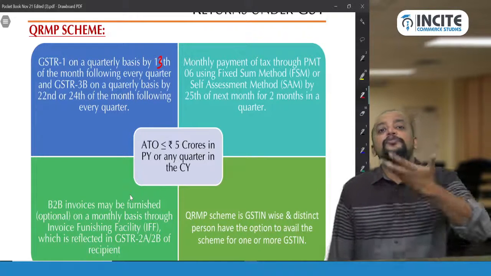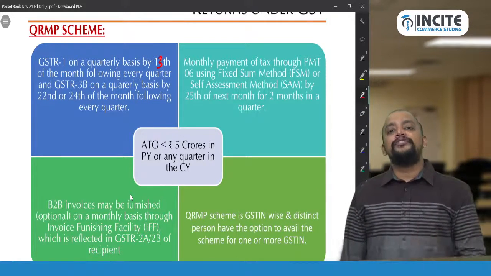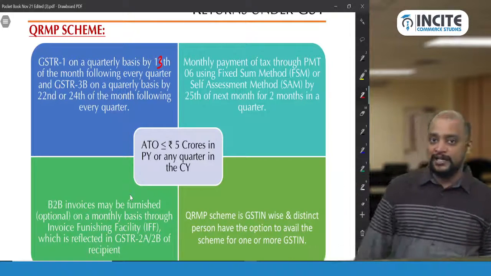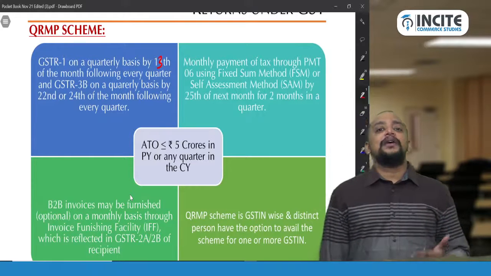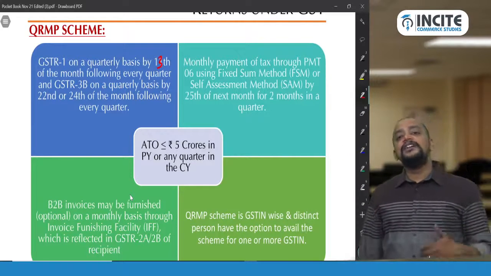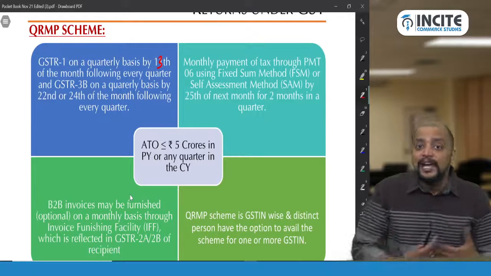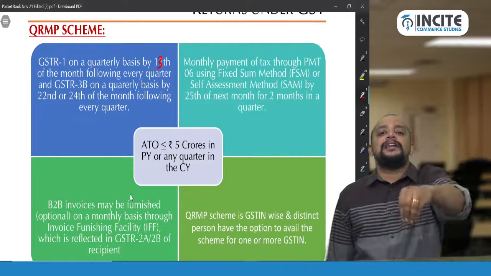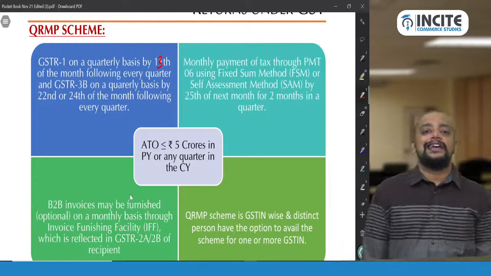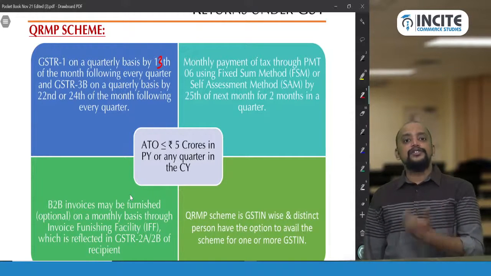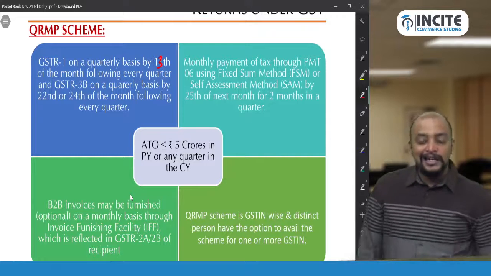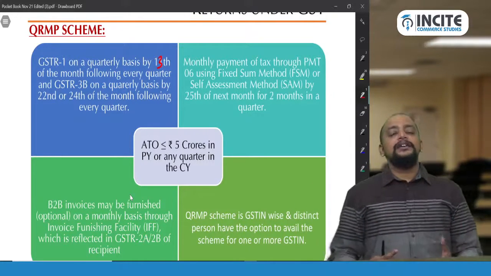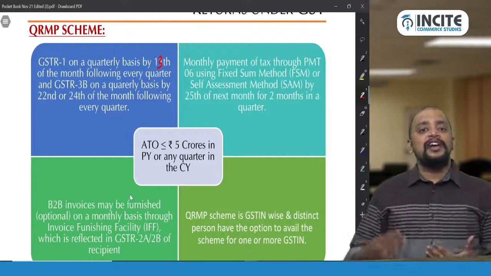Then they can opt for QRMP, but when they opt for QRMP, both GSTR1 and GSTR3B will be filed on a quarterly basis. However, they need to make a monthly payment of tax. Monthly payment does not mean that they have to pay that amount of tax; they need to ensure that there is sufficient balance in the electronic credit ledger and the cash ledger. Okay, and this GSTR1 is to be filed on a quarterly basis.